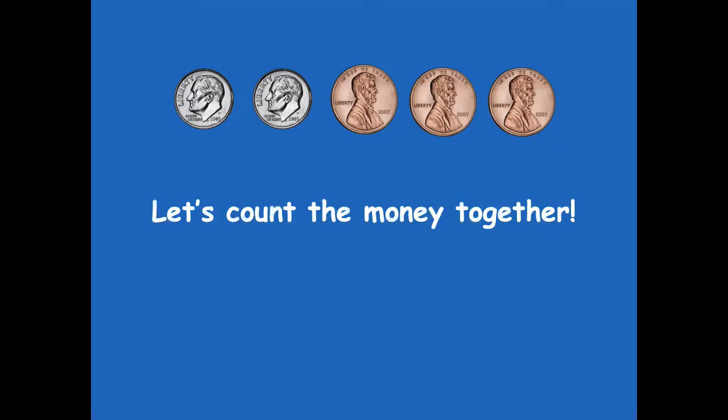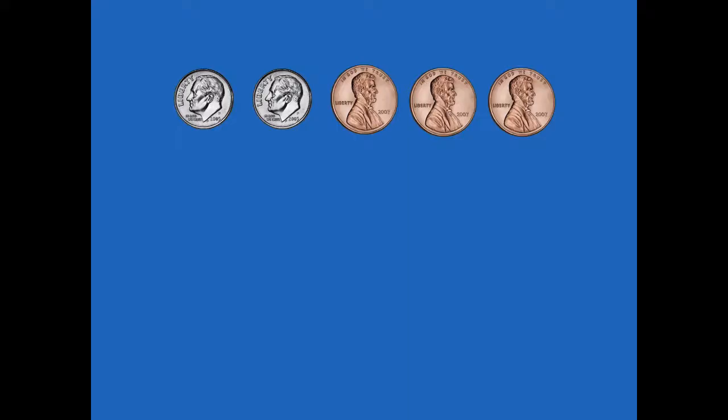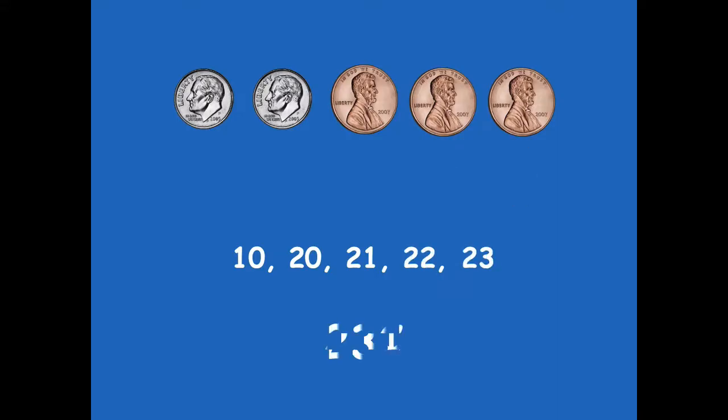Let's count the money together this time. Let's start with the dimes. So here we have 10 cents, right? Now, as we're counting, we don't have to say cents. It's okay. We can just add the cents on at the very end. So we have 10, 20, 21, 22, 23. 23 cents.